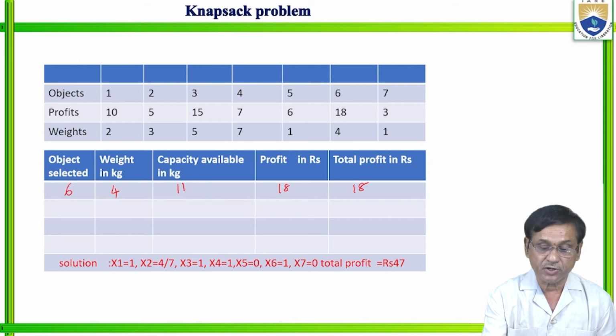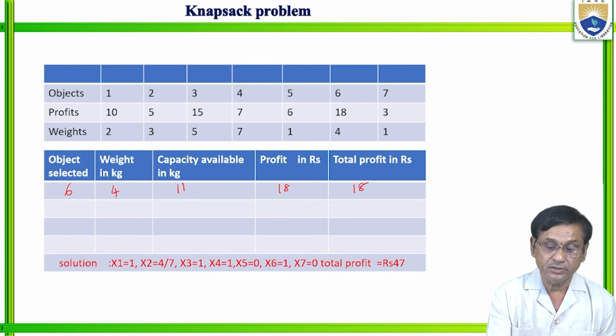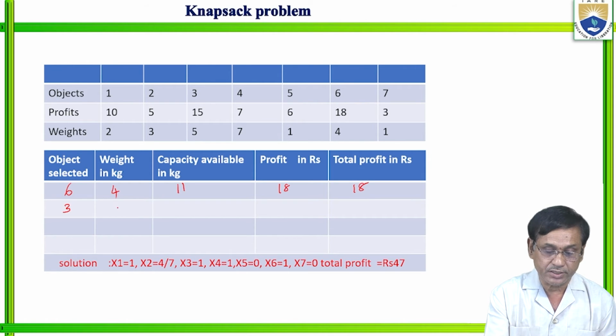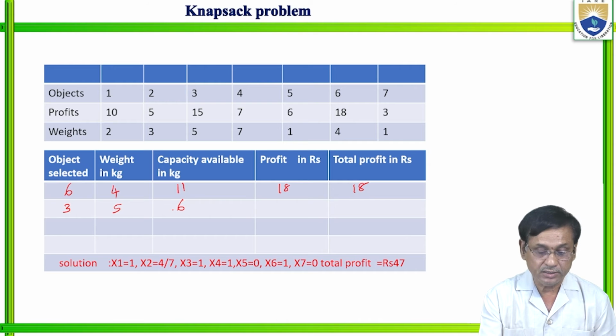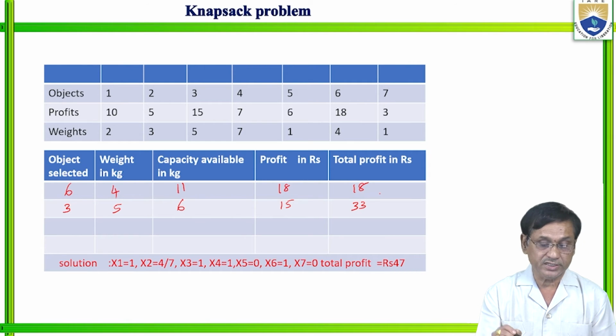Then next highest profit is 15. That is corresponding to the third object, and the weight of the third object is 5, and capacity is, so 11 minus 5 is 6. Then the profit corresponding to this is 15, and what is the total profit? 33. 18 plus 15 is 33.